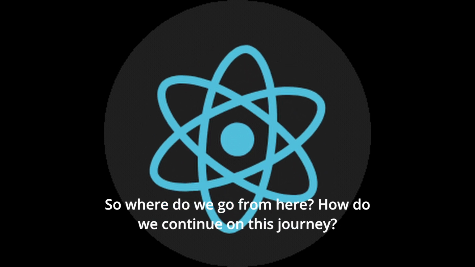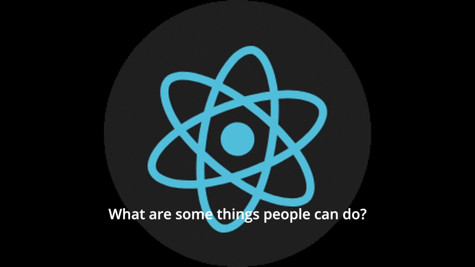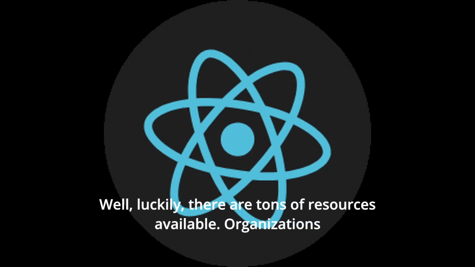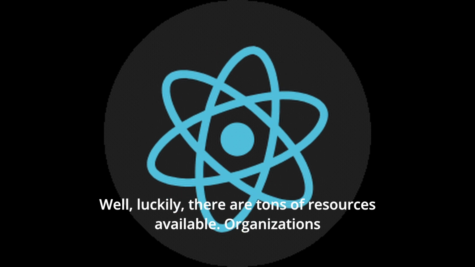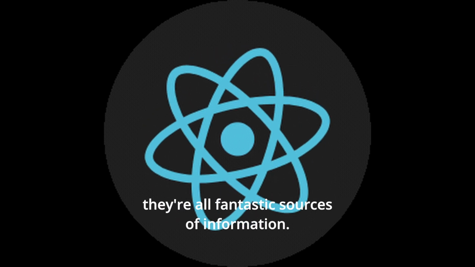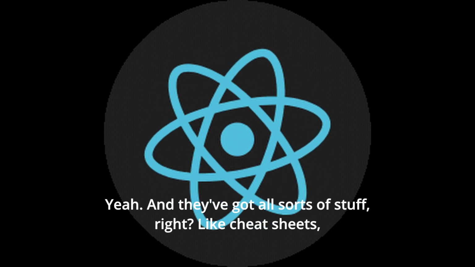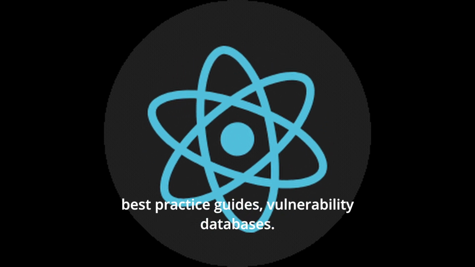So where do we go from here? How do we continue on this journey? What are some things people can do? Well, luckily, there are tons of resources available. Organizations like OWASP, SANS Institute, NIST, they're all fantastic sources of information. And they've got all sorts of stuff, right? Like cheat sheets, best practice guides, vulnerability databases.